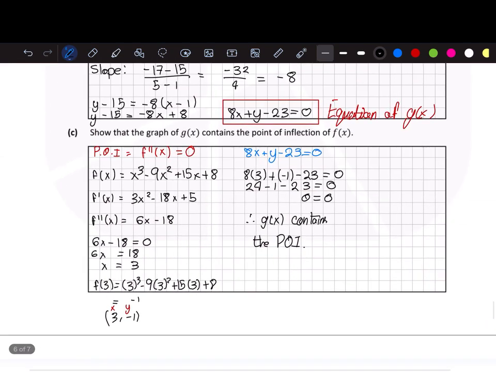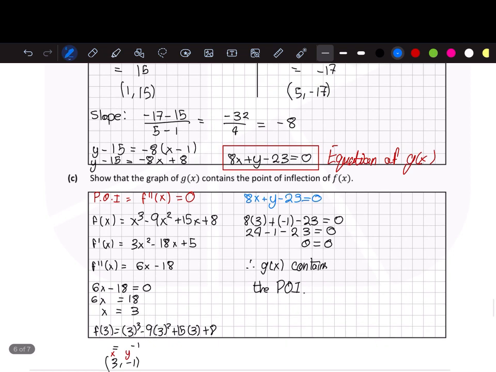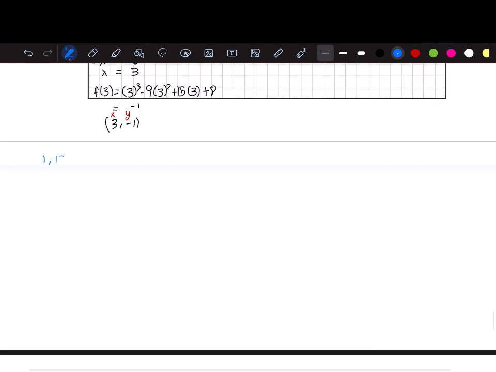So the other way you can do it, if you don't want to do the calculus way, is to just find the midpoint between the two turning points, and then you should get the point 3, minus 1 and then substitute it back in. So to find the midpoint, we're just going to have to use the midpoint formula. So I need to take my 2 points, which I figured out in the last question. So 1, 15 and 5, minus 17. And then my midpoint formula is x1 plus x2 divided by 2, y1 plus y2 over 2.